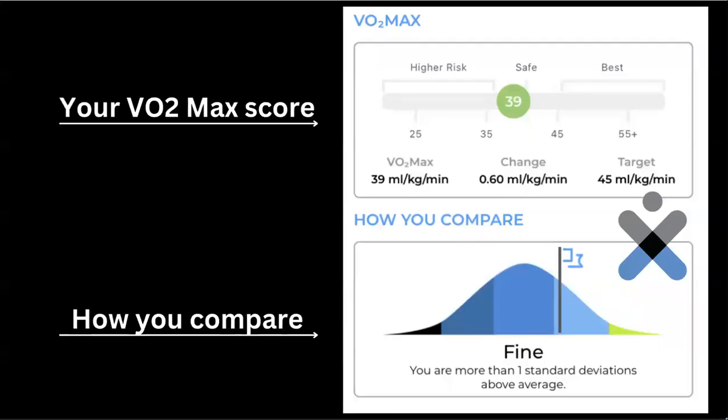All right, so here you will see your VO2 max score, right? And RAI is going to give you a target, but understand increasing your VO2 just a few points can often mean huge health benefits. You will also see how you compare to other people that are your age and gender as well.